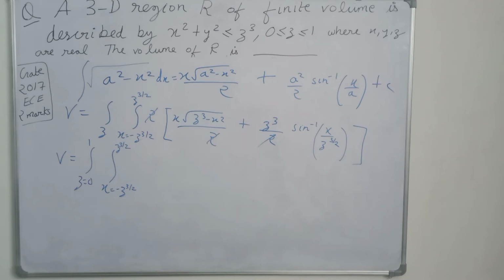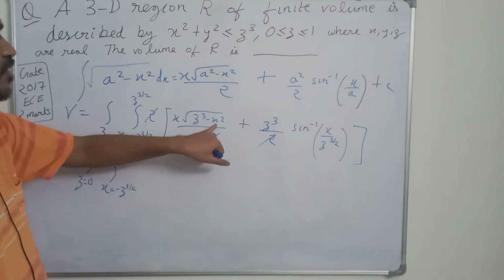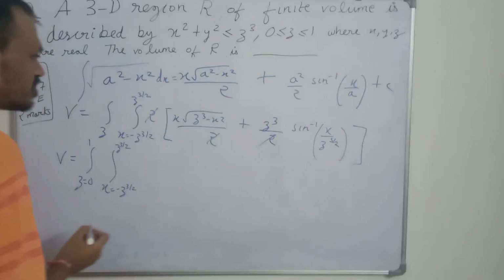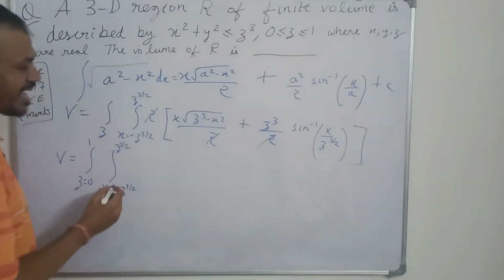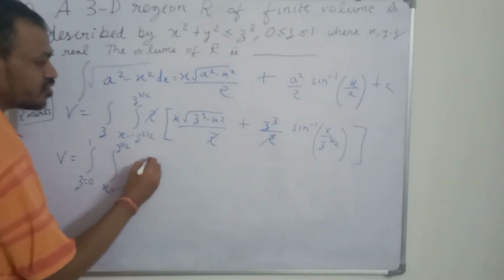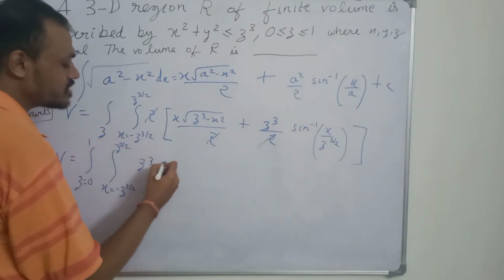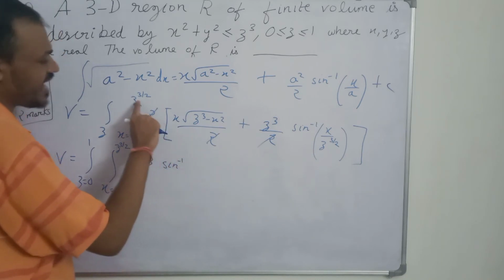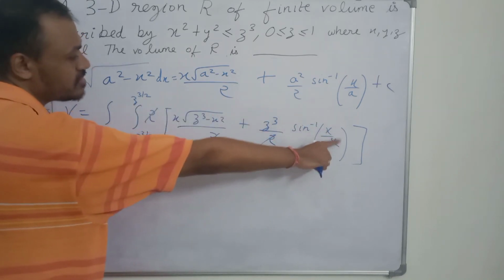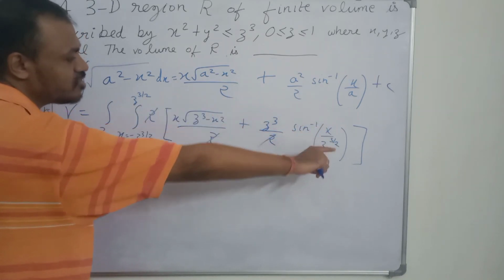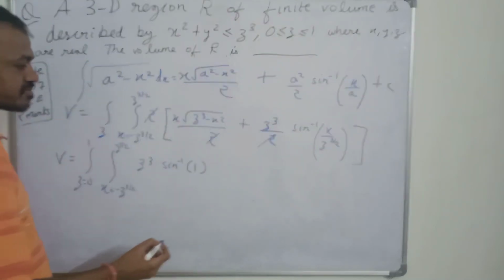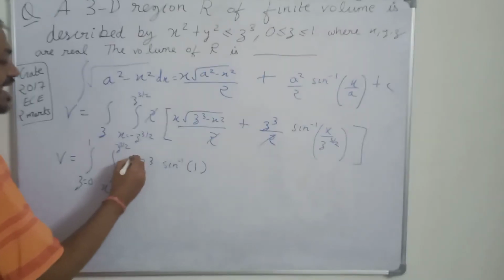So if you put x equal to z power 3 by 2 here, then this will also become z cube, and z cube minus z cube will become 0. So we will apply this here. So z cube, so this will be equal to sine inverse of, now if you put x equal to z power 3 by 2, then z power 3 by 2 upon z power 3 by 2 will become 1. So sine inverse 1.